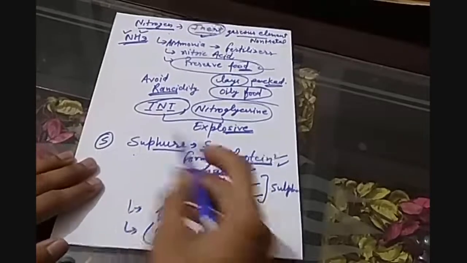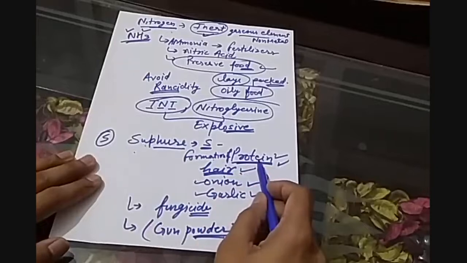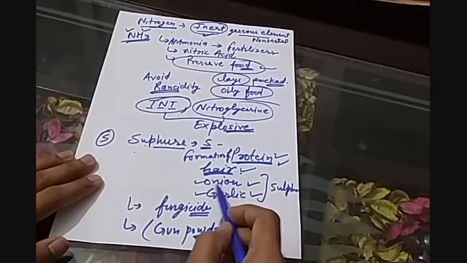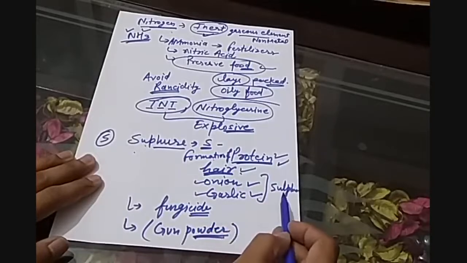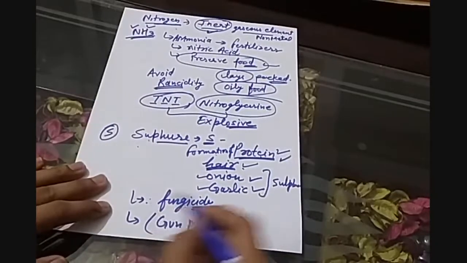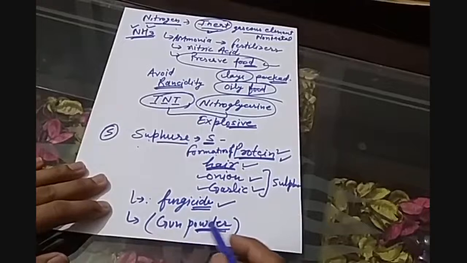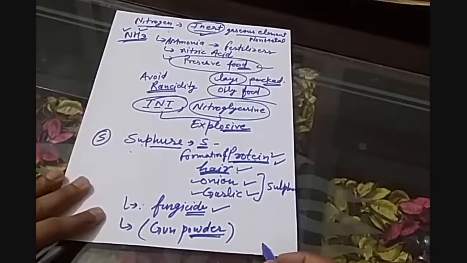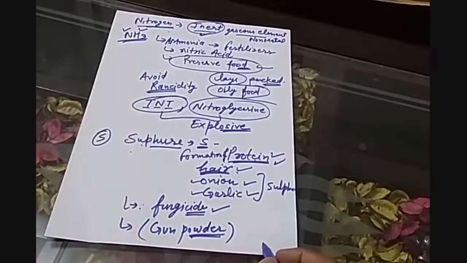Understand? So here it is sulfur, required in the formation of protein as well as in the hair. The pungent smell of onion and garlic is because of sulfur. It is also used to make fungicide to kill the fungus, and it is also used to make gunpowder. There are lots of carbon compounds. There are lots of non-metals we use in our daily life. So these are some of them.